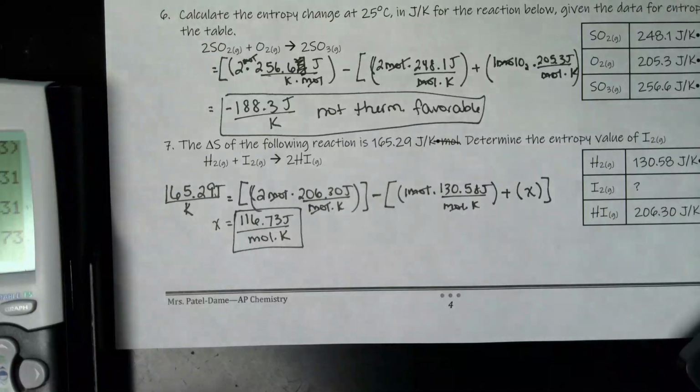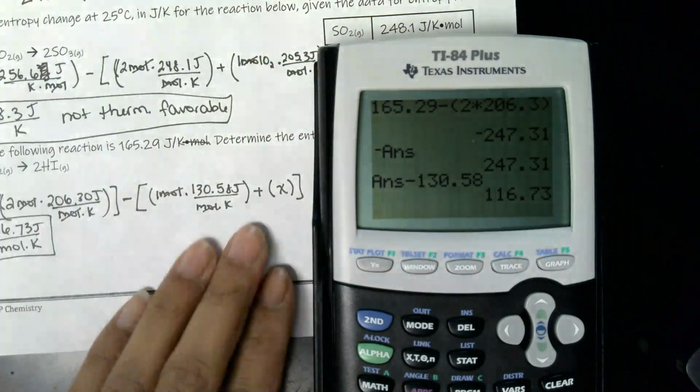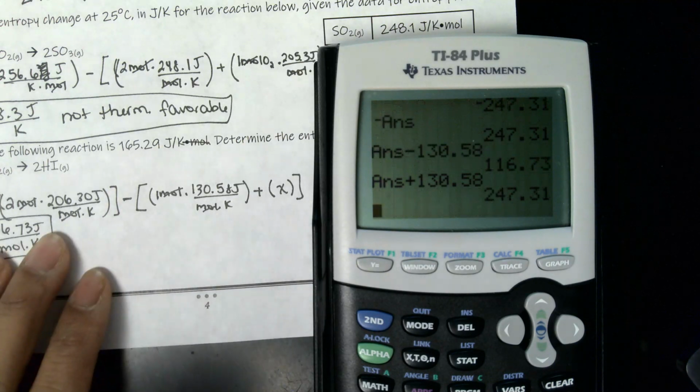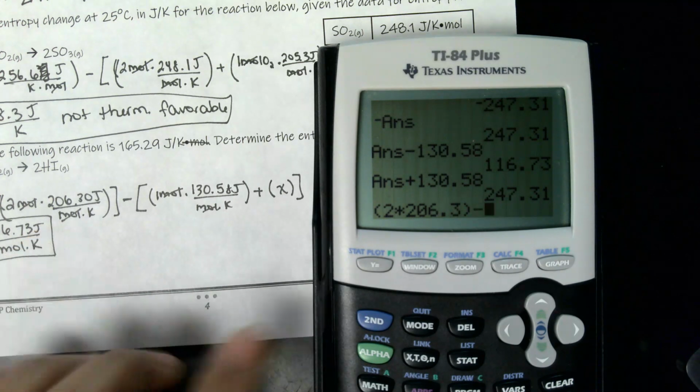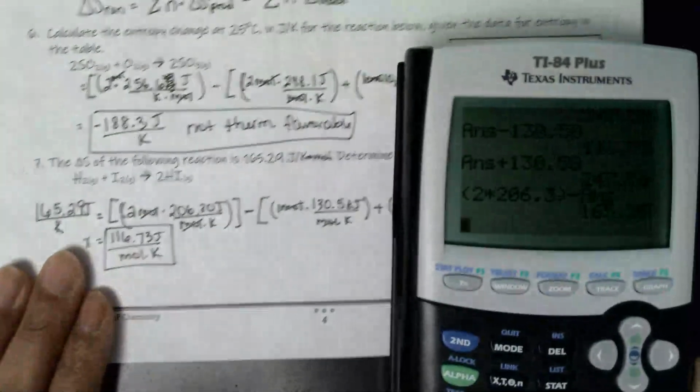And then, of course, we can always just double check to put that back into here. I'm just going to do that just to double check to make sure I did these things correctly. 130.58, cool. And then 2 times 206.3 minus second answer. Cool. Awesome. All right, I just need to double check that for my own sanity.